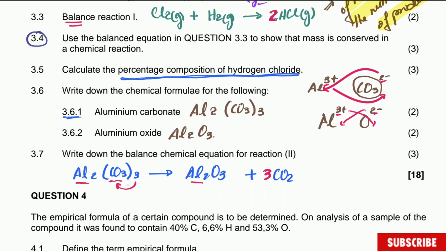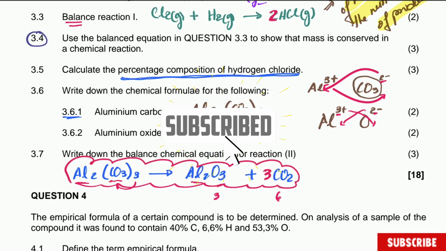Now oxygen in the reactant we have 3 times 3 is 9. You multiply here this 3 with the 3 of oxygen, is 9 oxygen. And here on the product we have 3 oxygens on this side, and here we have 3 times 2 is 6. So it's also 9, guys. That is the balanced equation there, and this is the end of this question 3.